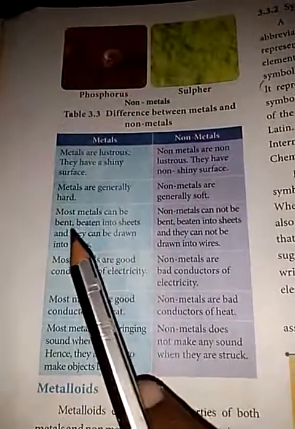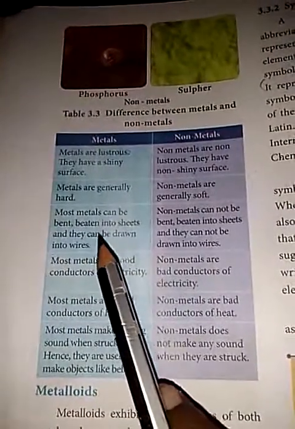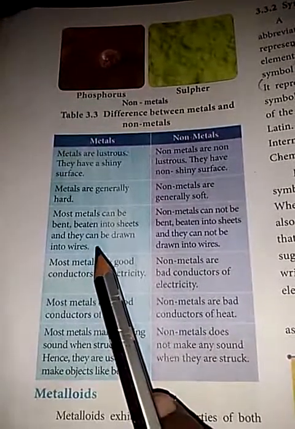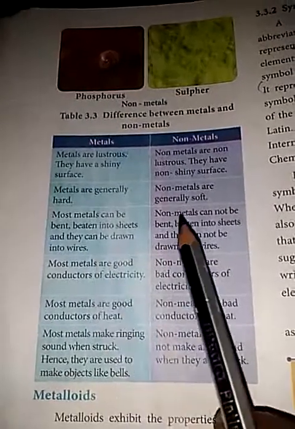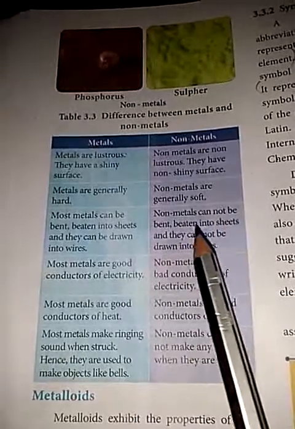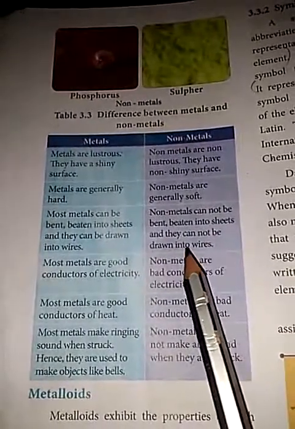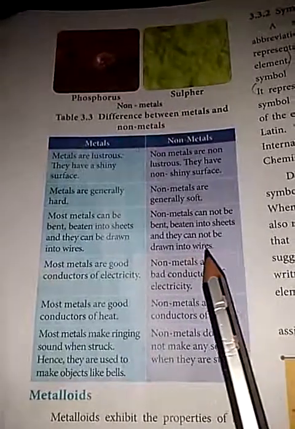Then third, most metals can be beaten into sheets and they can be drawn into wires. We see copper wire, aluminum wire. But non-metals cannot be beaten into sheets and they cannot be drawn into wires.